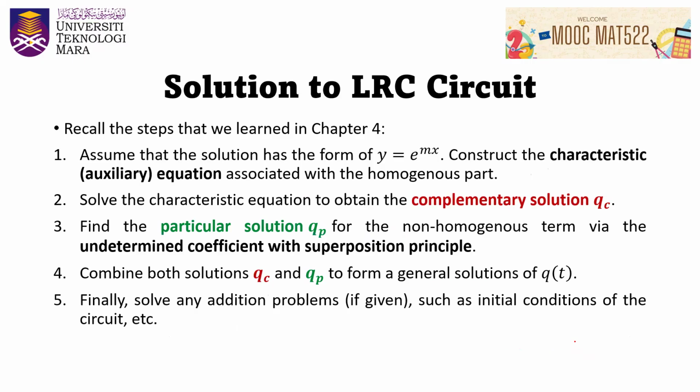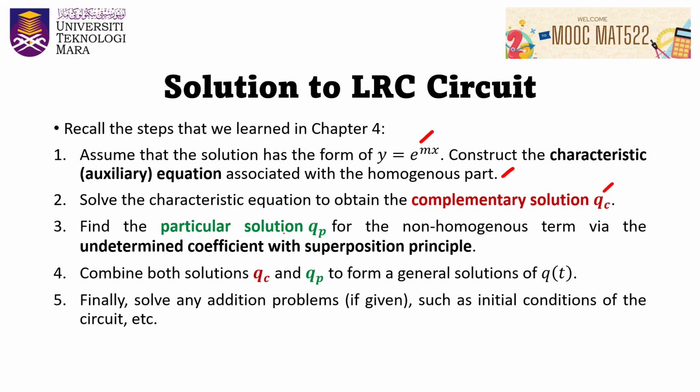Since solving an LRC circuit, just like the spring-mass system, is exactly solving a second-order linear differential equation with constant coefficients, we once again recall all the steps that we learned in Chapter 4. First, we assume that the solution has the form y equals e to the mx. Then, we construct the characteristic equation associated with the homogeneous part. Then, we solve the characteristic equation to obtain the complementary solution Q_C.